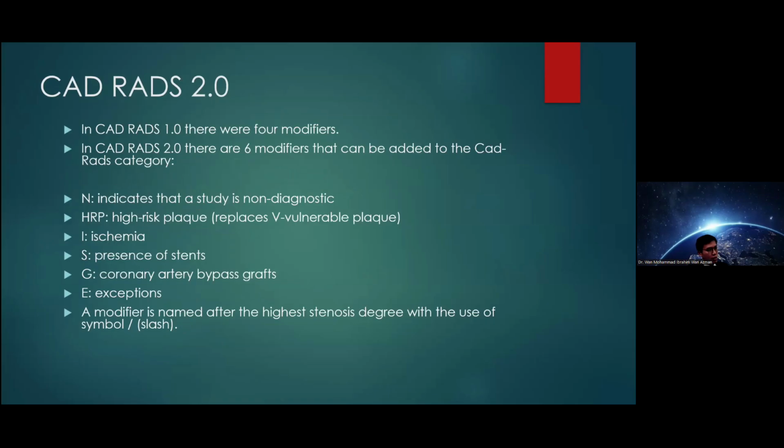So in CAD-RADS 2.0, there are 6 modifiers that were added, which include N, which is a non-diagnostic study, HRP, high-risk plaques, ischemia, presence of stents, coronary artery bypass grafts, and exceptions. Usually the modifiers are added after the CAD-RADS score was given.